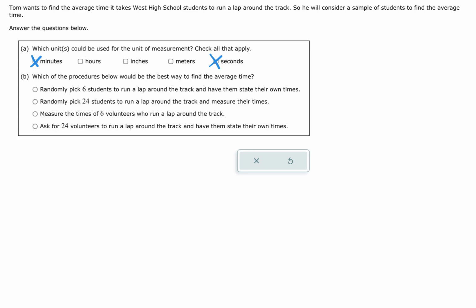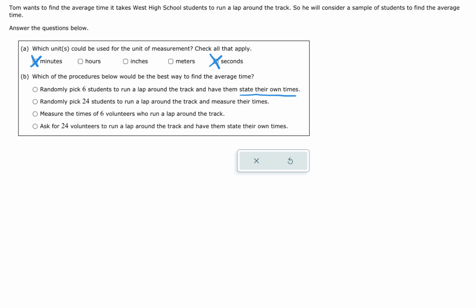And part B says which of the procedures below would be the best way to find the average time. So the first choice is randomly pick 6 students to run a lap around the track and have them state their own times. Randomly choosing people is a good option, but having them state their own times, I don't know that I would believe them. If they're really slow, I don't know that they're going to necessarily tell you the correct time. They may not also measure their time accurately. So I would say that one's out.